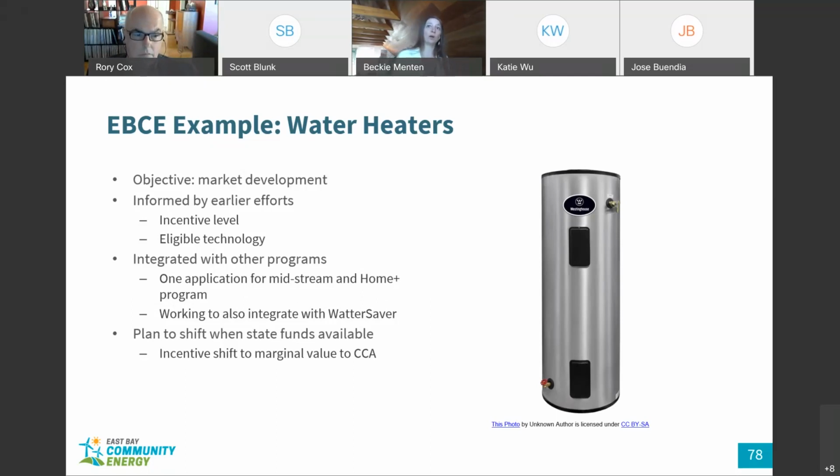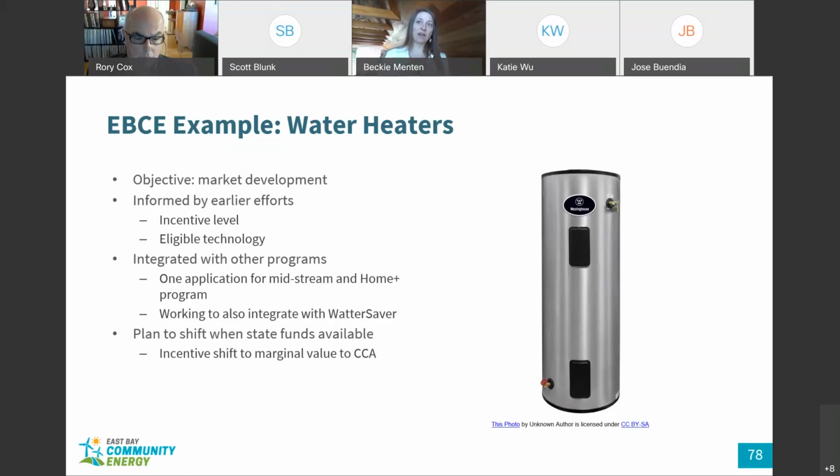Jennifer will talk more about this, but at this point, we've achieved one application for both the midstream program and the Bay Run Home Plus program, helping to keep this as streamlined as possible for contractors and consumers in our area. And we're also working to integrate with the Water Saver program. This provides us an opportunity to have fuel substitution water heaters that are then enrolled in an existing PG&E program to understand how those water heaters can provide load and grid benefits.